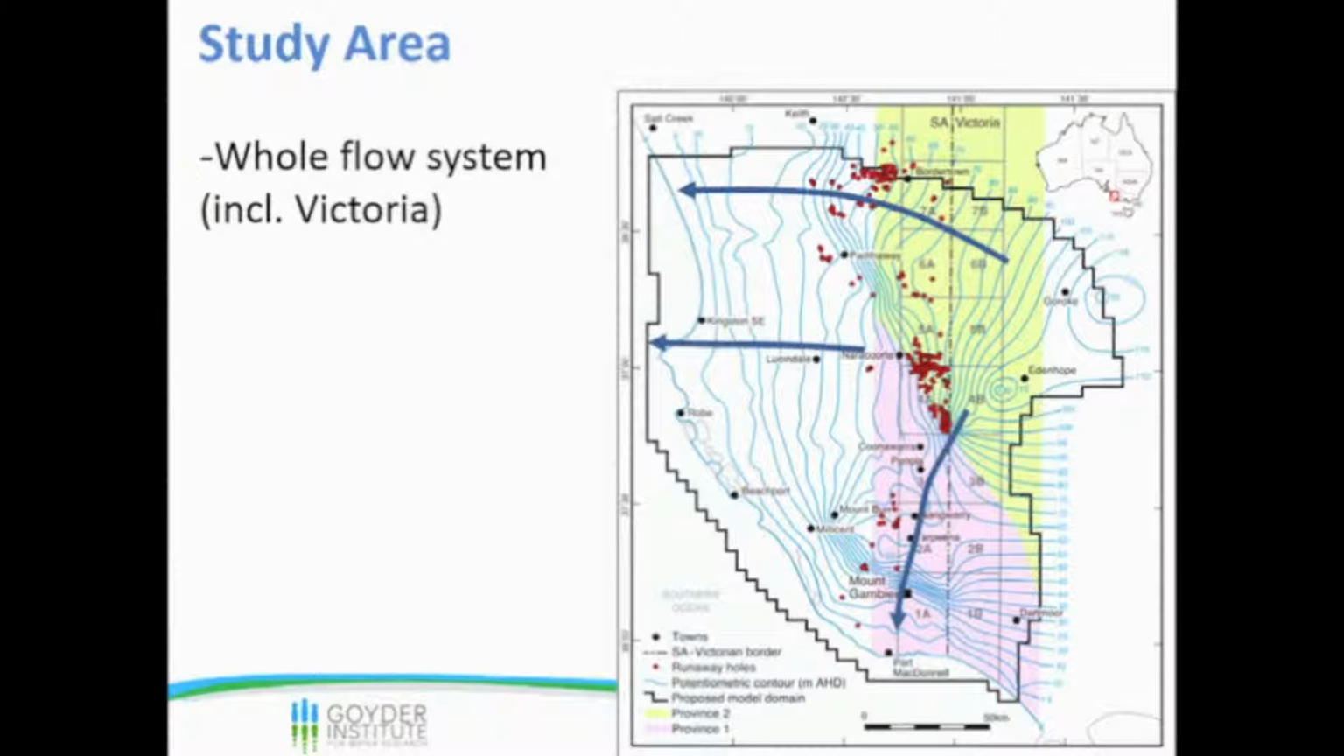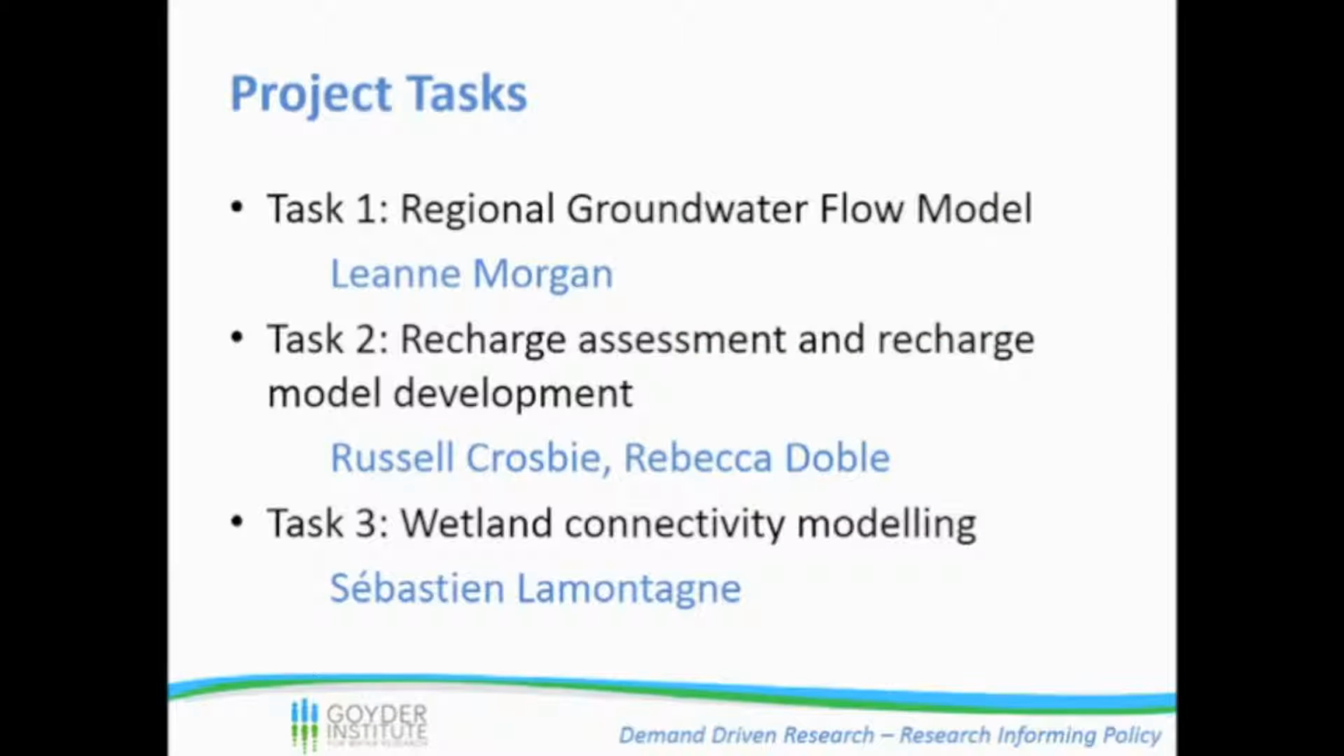While the Lower Limestone Coast is the area of interest, the study area incorporates the whole flow system and therefore runs over the border and into Victoria. The blue arrows here are showing the flow lines for the system. The project has involved 3 separate tasks, and each of these will be presented on within this session by Russell, Rebecca and Sebastian.